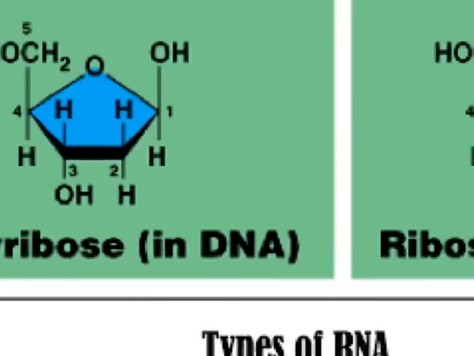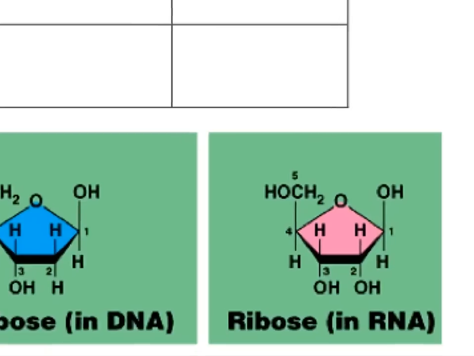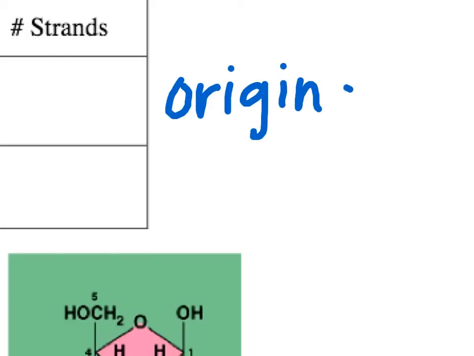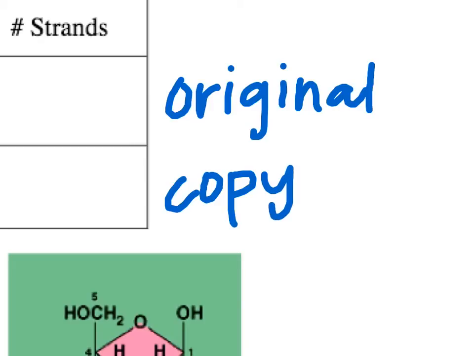So to remember that, out to the side of DNA, let's go ahead and write original. And out to the side of RNA, let's go ahead and write copy. So you can remember DNA is the original recipe, RNA is the copy that gets passed to the ribosomes.